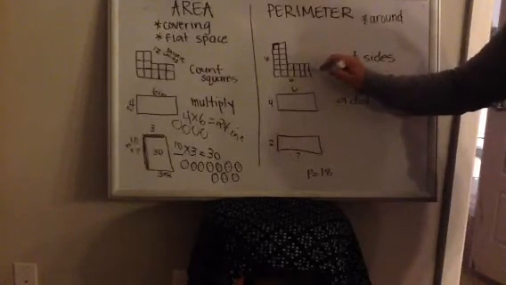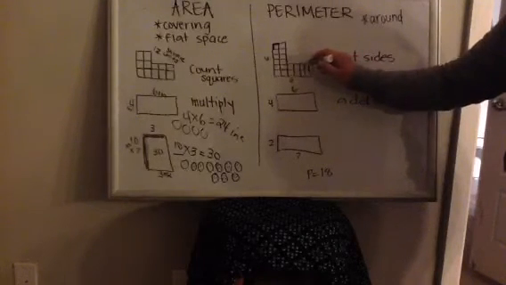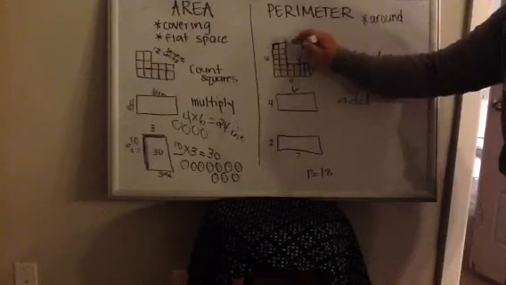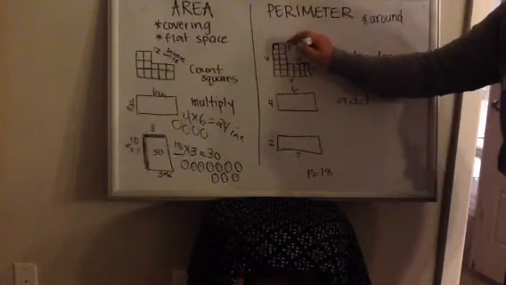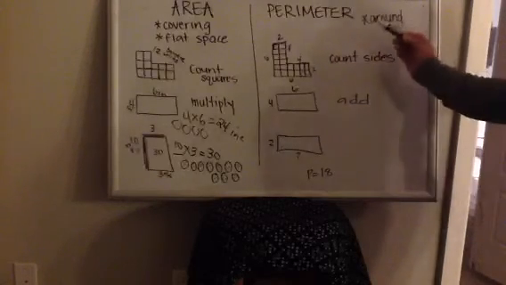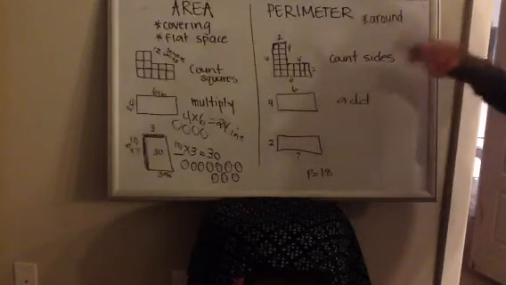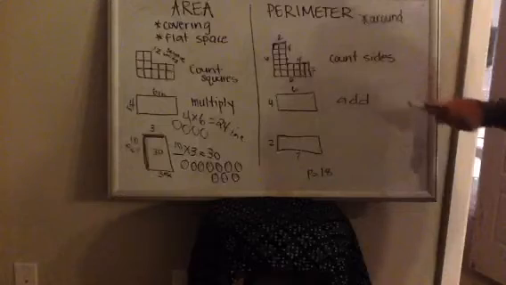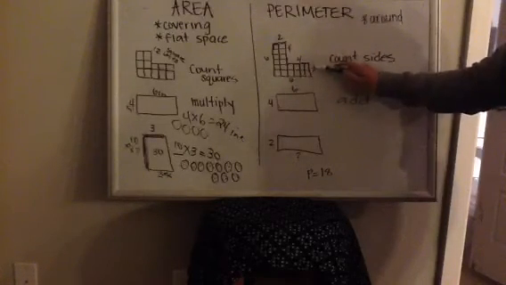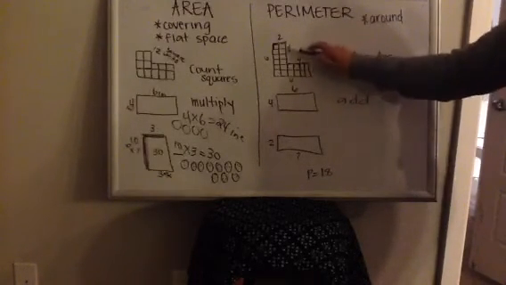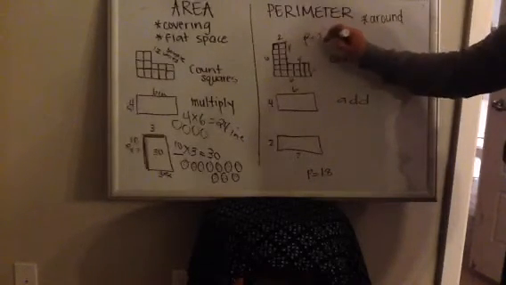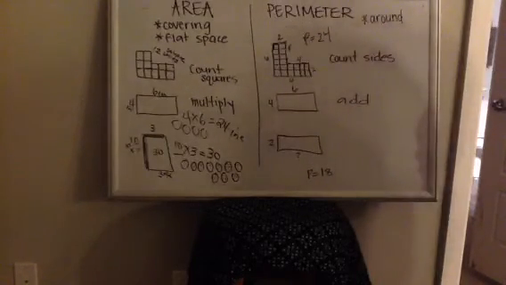Then 1, 2, 3, 4. 1, 2, 3, 4. And 1, 2. And then I add up all those sides because the fence or the wood border on the floor is just going around. So 6 and 6 is 12. 13, 14, 15, 16, 17, 18, 19, 20, 21, 22, 23, 24. So the perimeter of this is 24, okay?